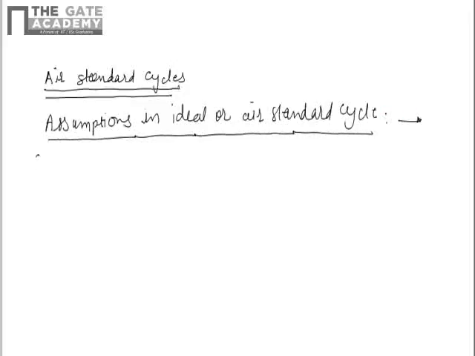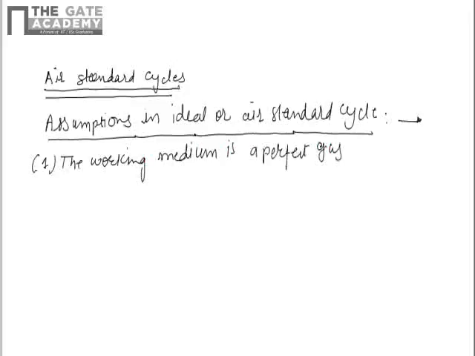First assumption: the working medium is a perfect gas. That is, it follows the law PV equals mRT. But in a real cycle, that is in an actual cycle, the working medium is a real gas. So that is the difference between air standard cycle and actual cycle.